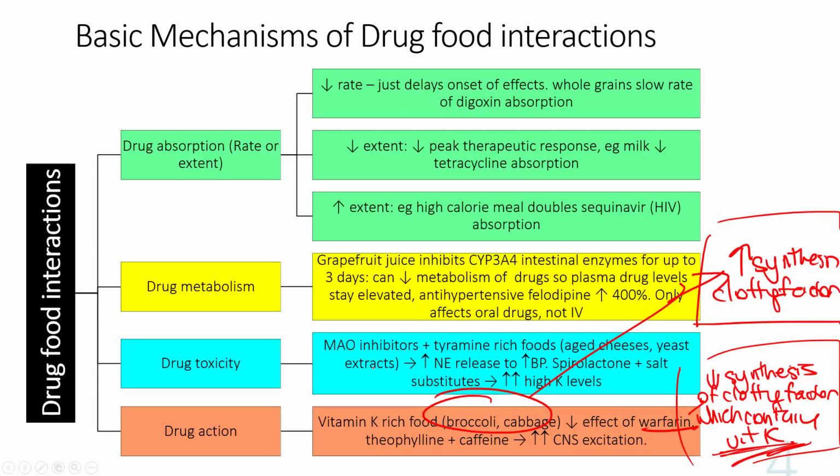And then another example is theophylline and caffeine. Caffeine, coffee, chocolate, tea, hot chocolate belong to the same group as theophylline, which is used for the treatment of asthma. And both components can lead to excitation in the central nervous system. So again, if you take too much theophylline and drink 5, 6, 7, 8 cups of coffee, it might lead to an increase in CNS excitation.